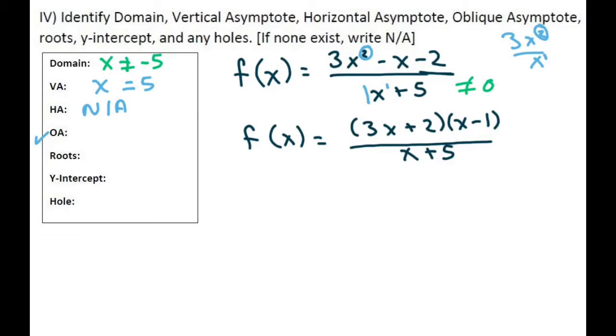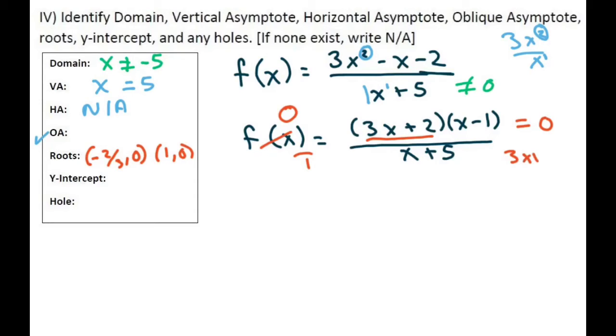The roots is where you set your numerator to 0. That's when y is 0. And if you cross multiply, the denominator would go away. So that means my roots, when y is 0, are negative 2/3 and 1. Again, I'm just setting each piece to 0.